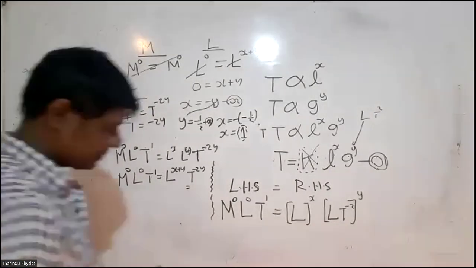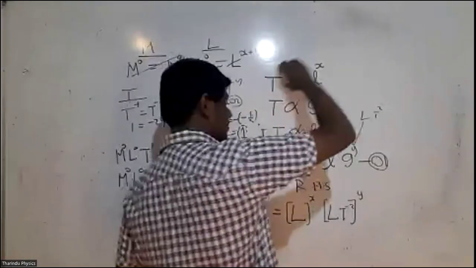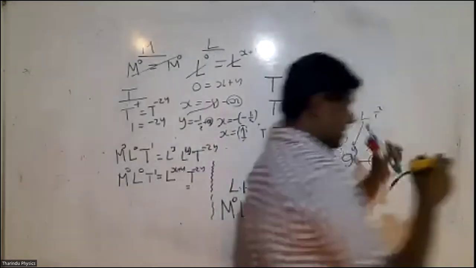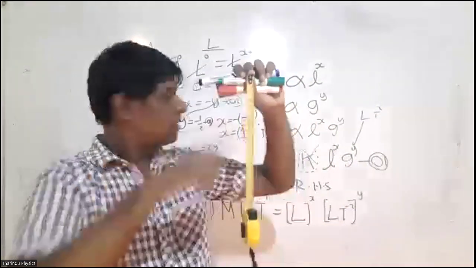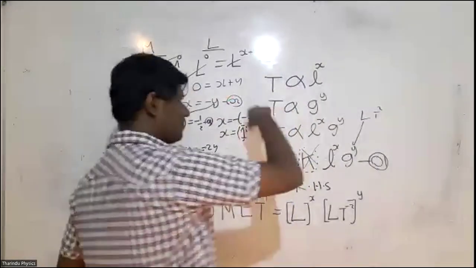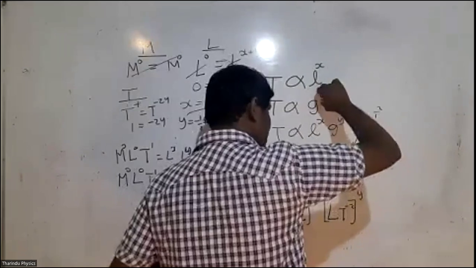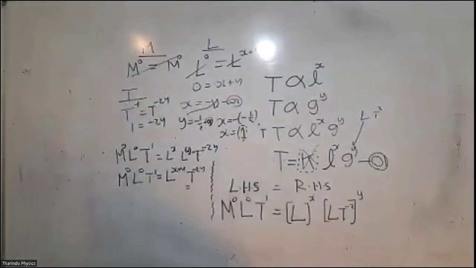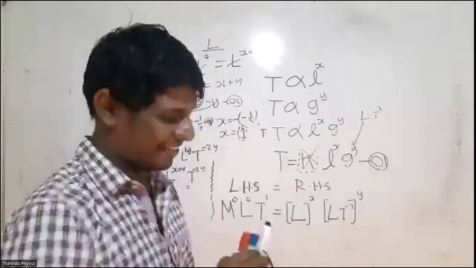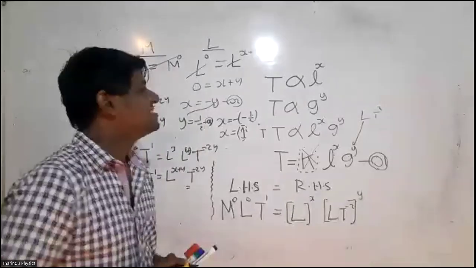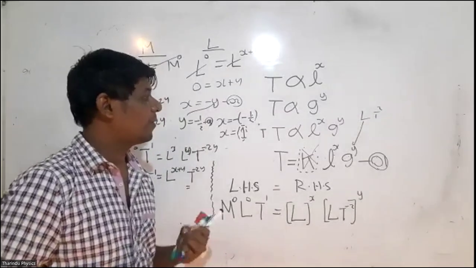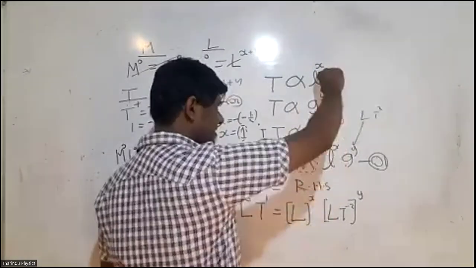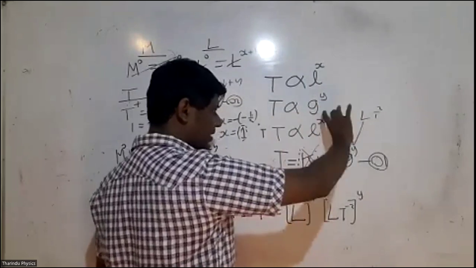Okay, let me explain. Firstly, they say the periodic time is proportional to an unknown power x of length, the length L. The periodic time is also proportional to an unknown power y of g, that means gravitational acceleration. Okay. So now you are going to put them together. T is proportional to L to the power x as well as g to the power y, all together.